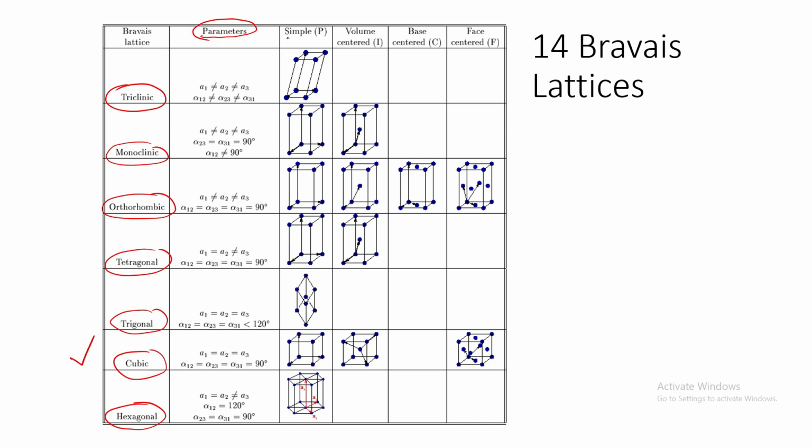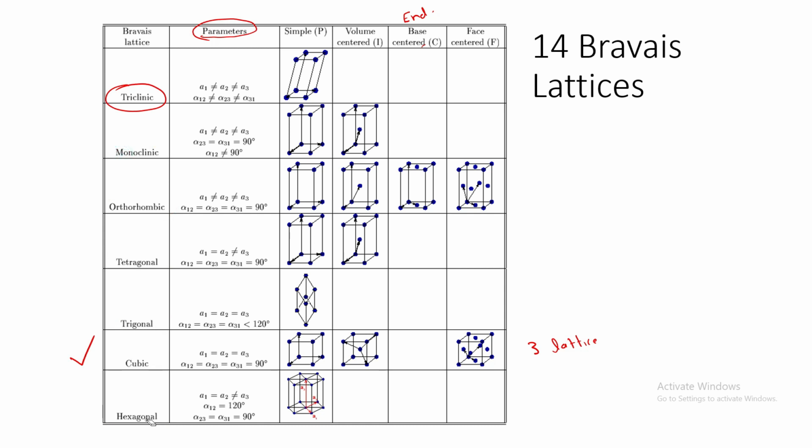Based on this, you can have a simple lattice. Then you can have a volume centered or body centered lattice, I. Then another possibility is the base centered cubic lattice, which is not shown, and I'll explain why. And then you have the face centered cubic lattice. You can see that the lattice points are at the faces. So for this cubic crystal system, you can see that there are in total three lattices. But the base centered lattice, which can also be called the end centered lattice, is absent.